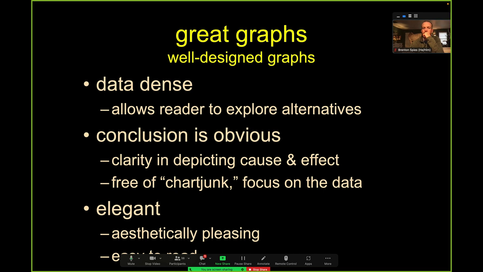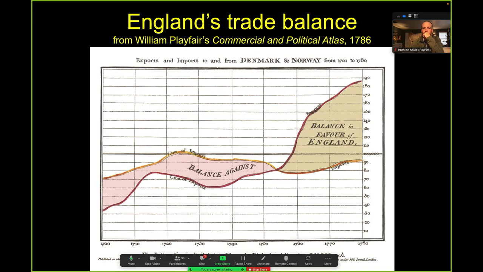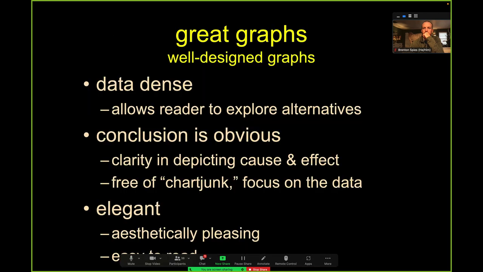Great graphs should have an obvious conclusion, right? So in this case, it's over time, we started with England doing a lot of importing of goods. And now more recently, it's doing a lot of exporting of goods. And we're doing more exporting than imports, right? So that should be a pretty clear conclusion. Ideally, while this isn't all of our work, but ideally a cause or effect, or at least a strong relationship.